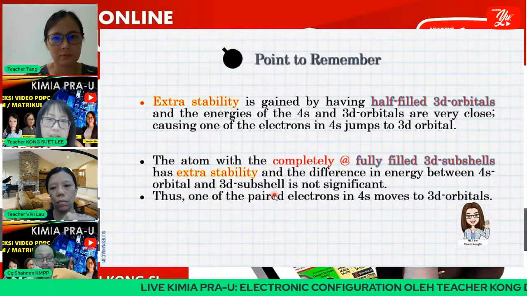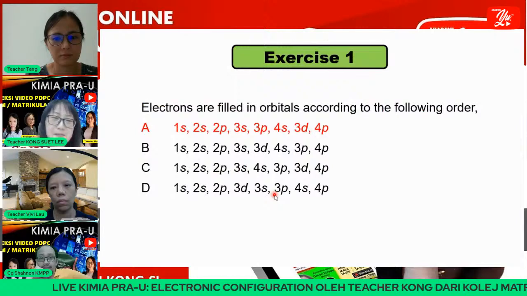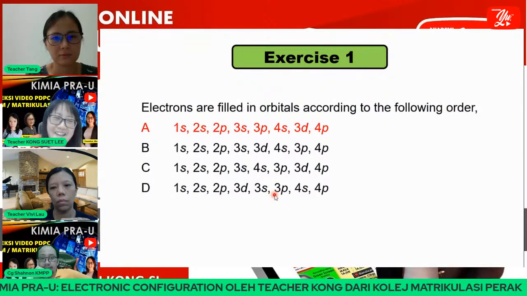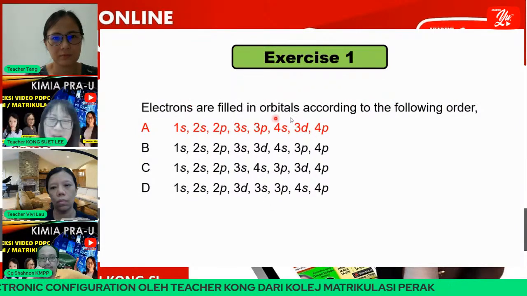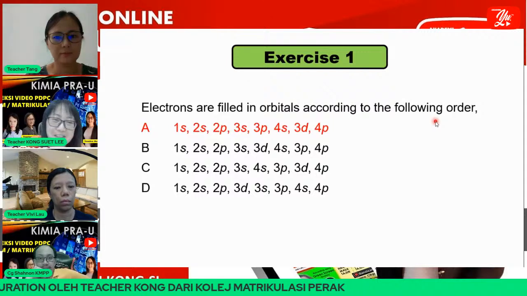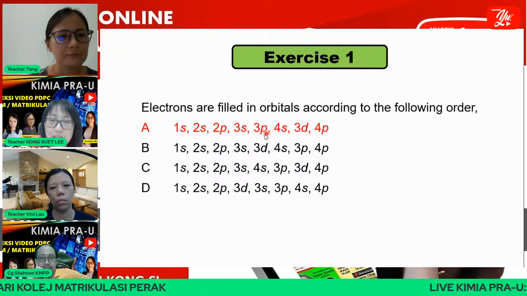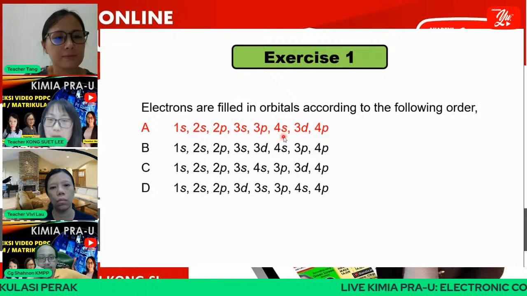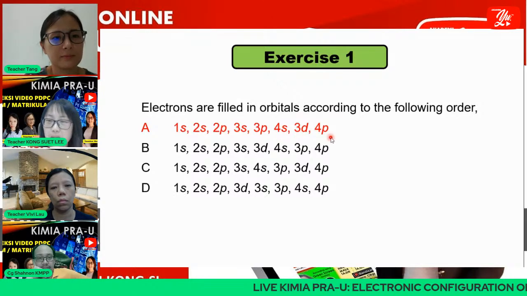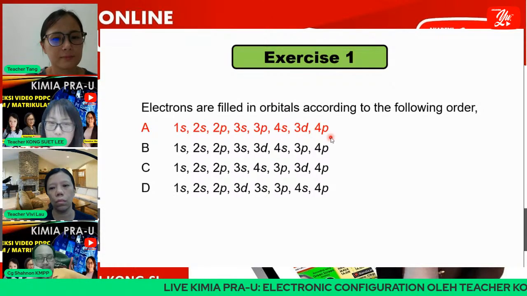Before we end, you try to answer. Oh, I gave you the first answer already. Sorry. This is a simple question. Electrons are filled in the orbitals according to the following order: 1s2, 2s2, 2p6, 3s, 3p. Always remember 3p is followed by 4s, then only 3d and 4p. This is according to the Aufbau principle.